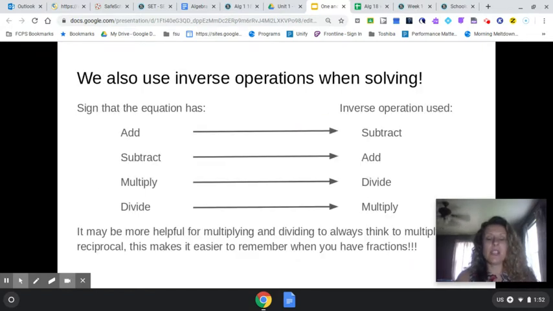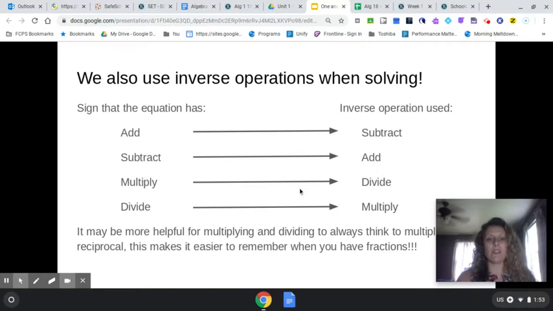I just mentioned inverse operations a moment ago. We need to remember that inverse operations are the opposite operation that you see in the equation. So if the equation has an addition sign, to undo that operation, we're using the inverse operation of subtraction. If we see subtraction, the inverse operation would be addition.